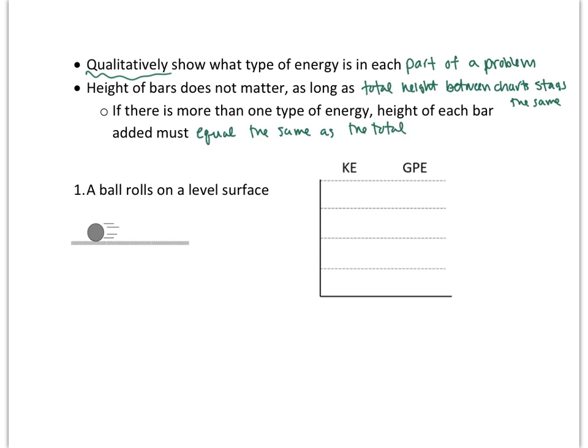So for number one, a ball rolls on a level surface. All you're doing is looking at the problem, looking at the object, and asking yourself, what type of energy does it have? It's rolling on a level surface. There is no change in height, but it does have motion. Therefore, all of the ball's energy is kinetic. Like I said, it doesn't matter how high you go. I'm just picking 4. I tend to shade it in just for aesthetics. You don't need to do that. So what this is showing is that that ball has all kinetic energy. There's nothing else happening, so there's no gravitational potential energy.